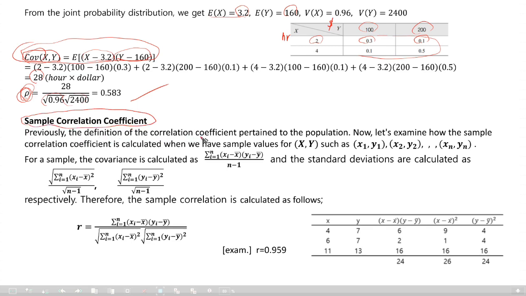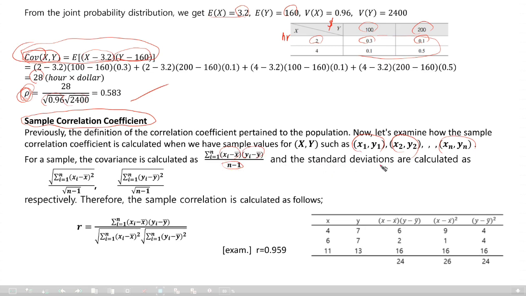But how to get the sample correlation coefficient? Previously, the definition of the correlation coefficient pertained to the population for random variables. Now let's examine how the sample correlation coefficient is calculated when we have sample values for x, y, such as x1, y1, x2, y2, up to xn, yn, with sample size n. For a sample, the covariance is calculated this way: x deviation times y deviation, the product summed, divided by its what? Degrees of freedom. Degrees of freedom here is n minus 1.